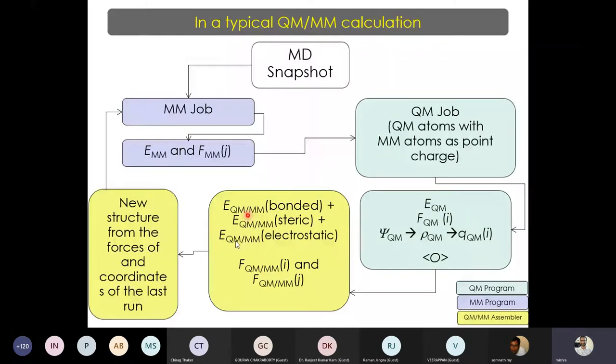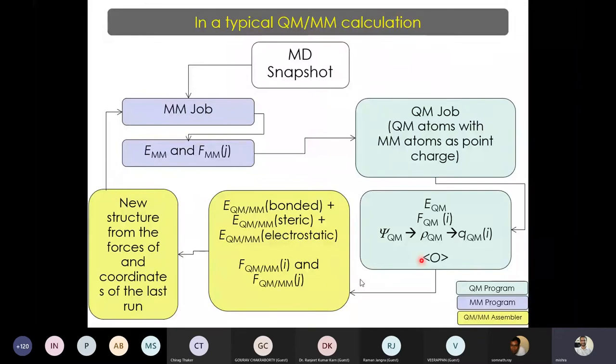Once you have got all your energies as well as forces, you can simply follow the classical Newtonian equations of motion. You can get the new structure from the forces and the coordinates of the last run. So you have the previous coordinates, you have got the new forces, and from this you get the new structure. And once you have the new structure, again you go back and do this MM job, QM job, QM-MM, new structure, MM job, QM job, and you can go on. So just like a standard molecular dynamics simulation, you can also do a molecular dynamics simulation within the QM-MM approach.